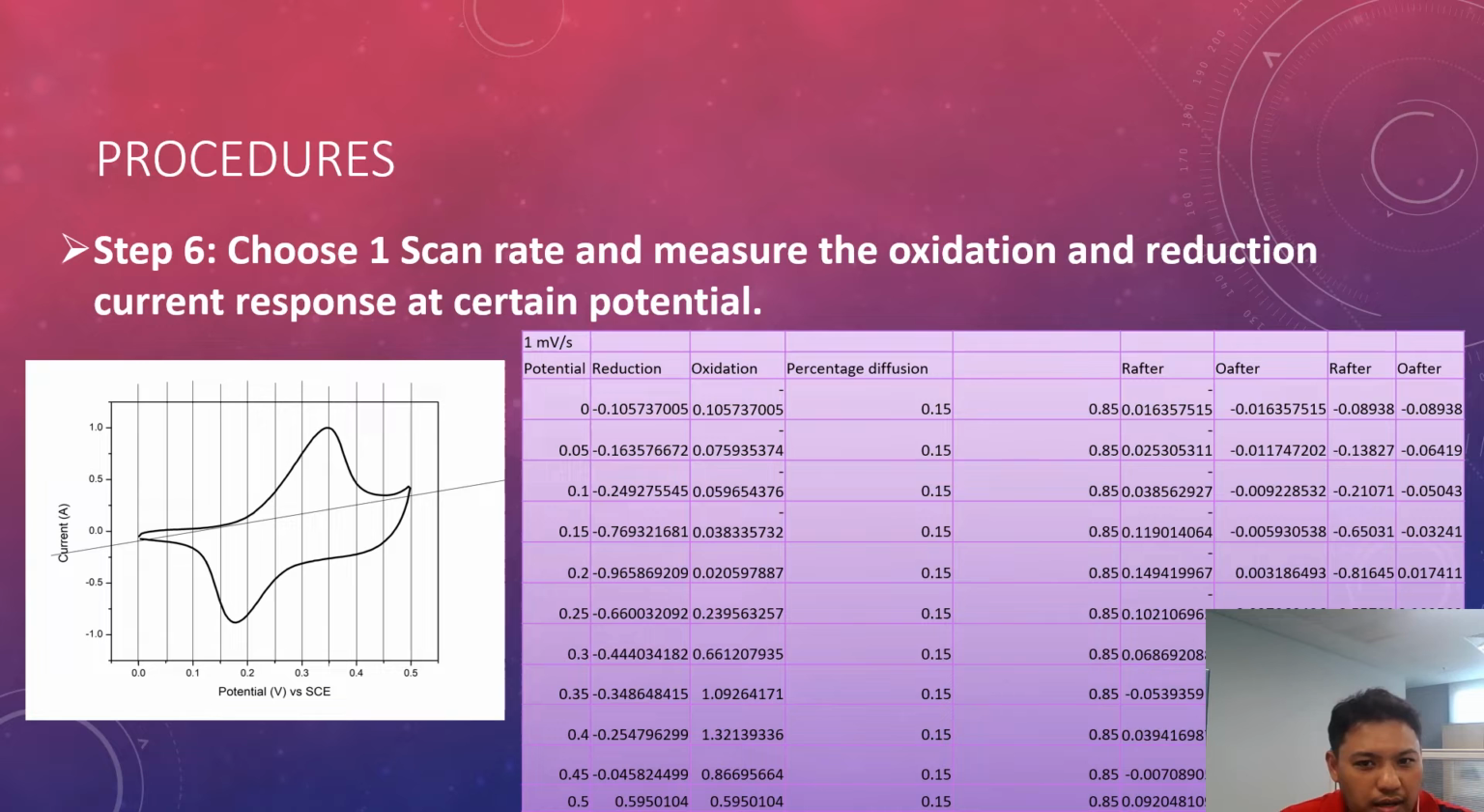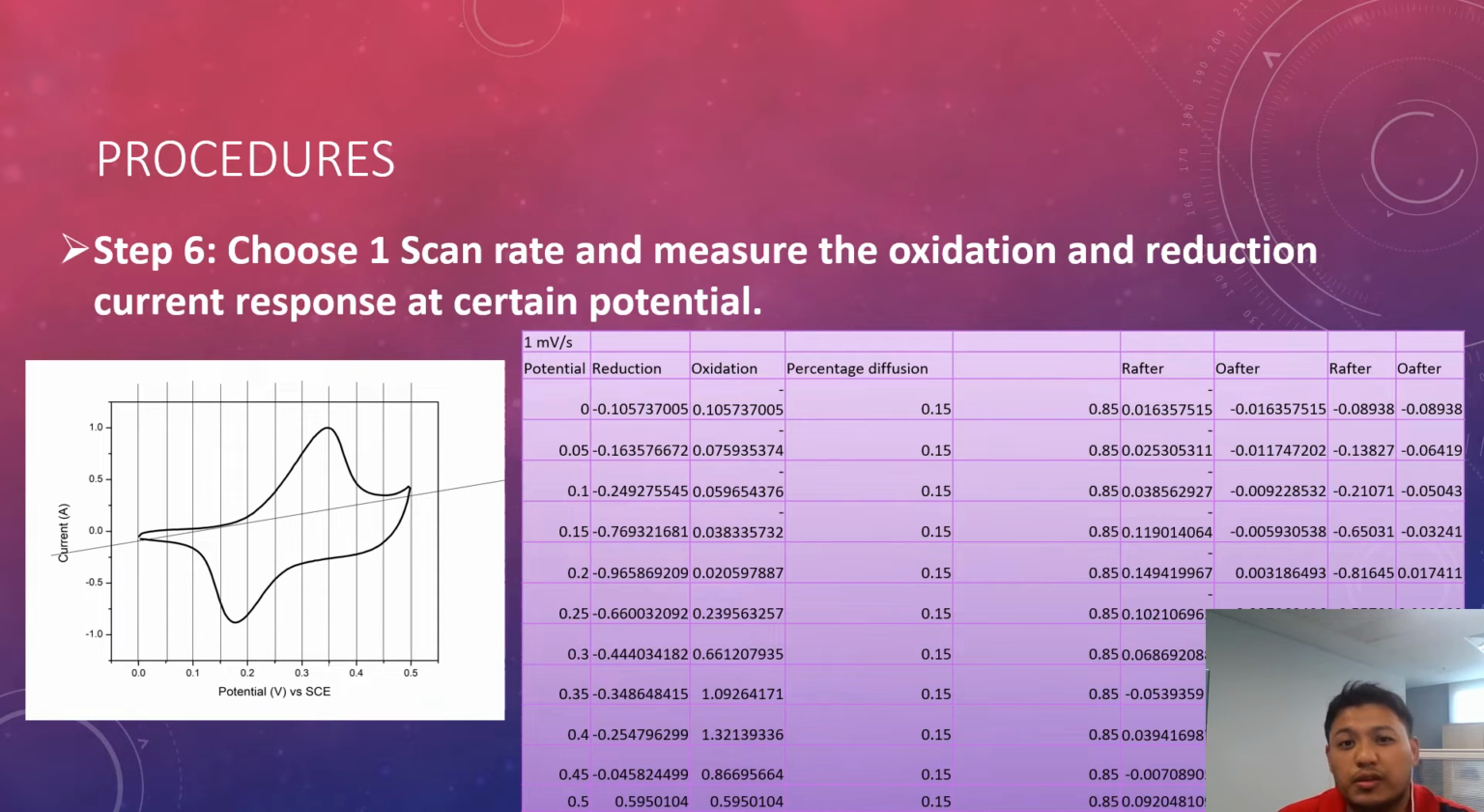Choose one scan rate and measure the oxidation and reduction current response at certain potentials. Here, for example, I'm using 1 millivolt per second. So I measure the current response at each designated potential window: at 0.0, then 0.05, 0.1, 0.15, 0.2, 0.25 until 0.5. So basically here we got 1, 2, 3, 4, 5, 6, 7, 8, 9, 10, 11.